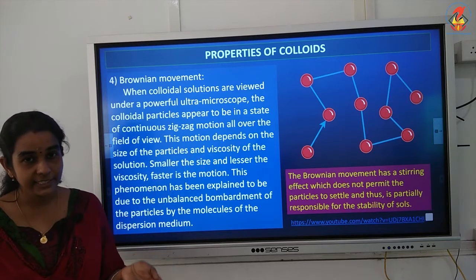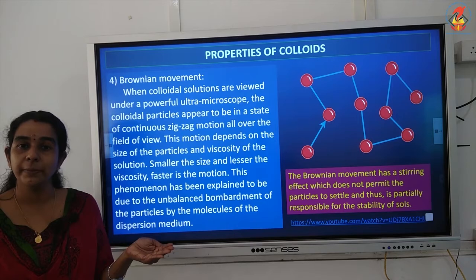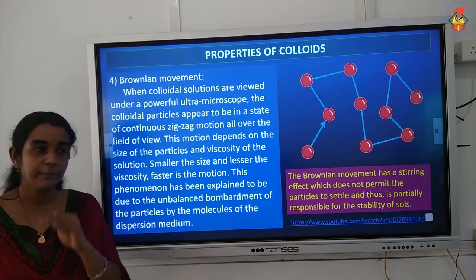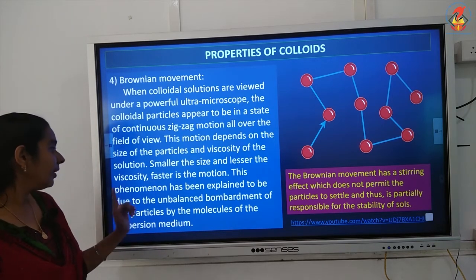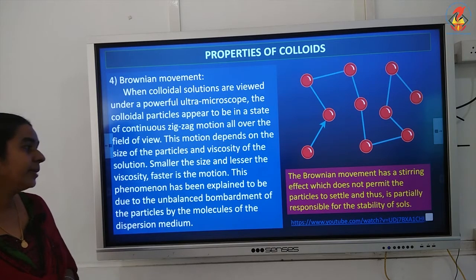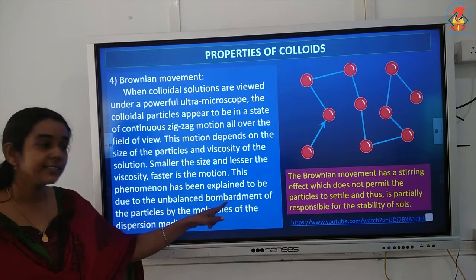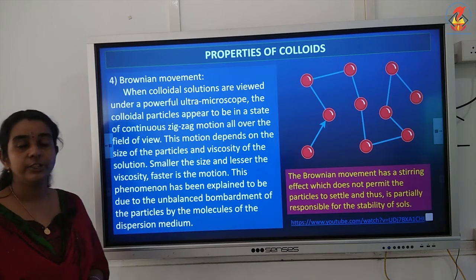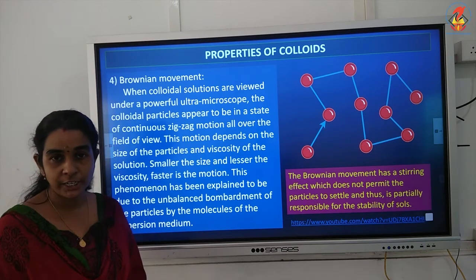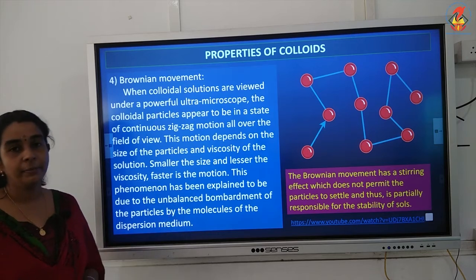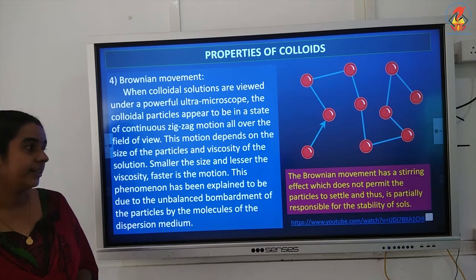If the viscosity is high, like honey, what happens? Movement will be lesser, or Brownian motion will be less. Now, this phenomenon has been explained due to the unbalanced bombardment of particles. So the reason for the zigzag motion or the Brownian movement is the unbalanced bombardment of colloidal particles.